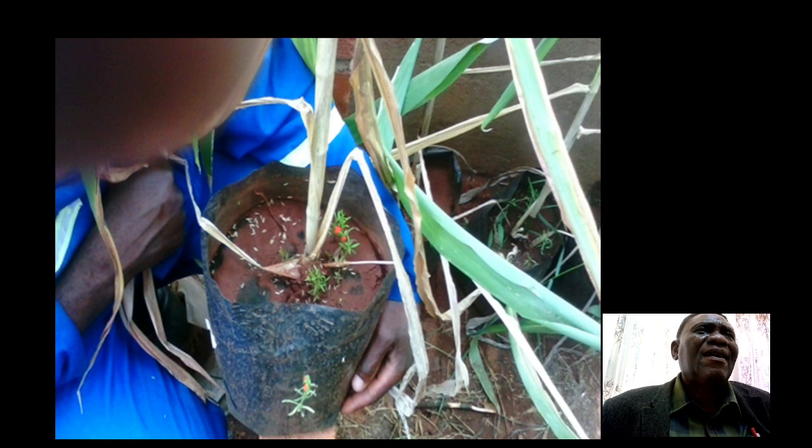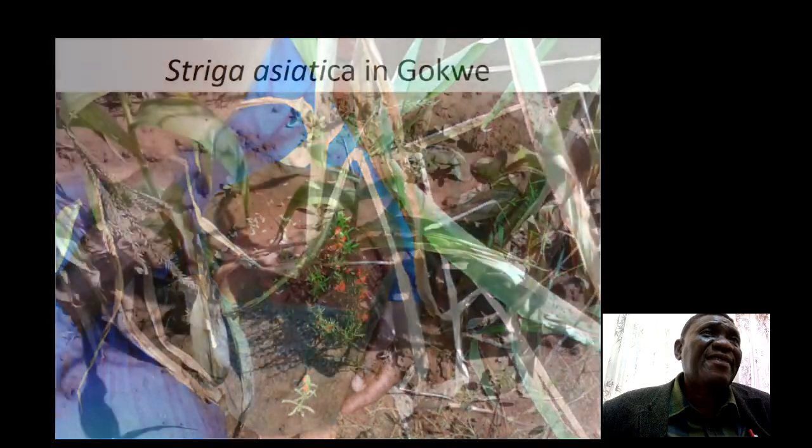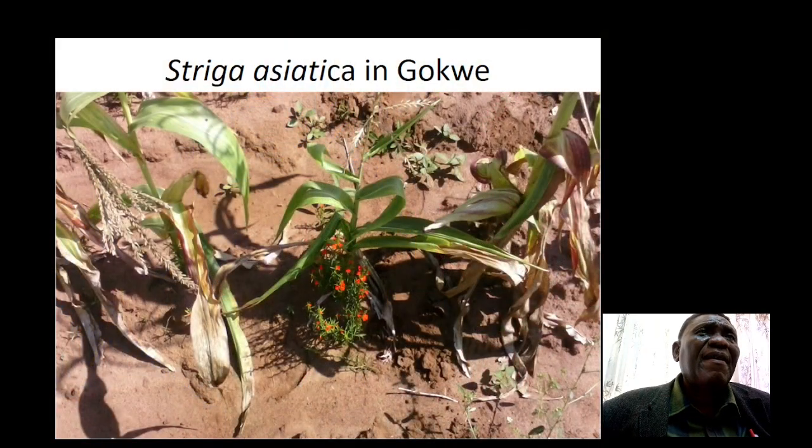Here, I think this is maize planted in pots. We've got the parasites which are affecting the maize. You can see leaves are drying due to the impact of the parasite. Again, short plants due to Striga asiatica in Gokwe.